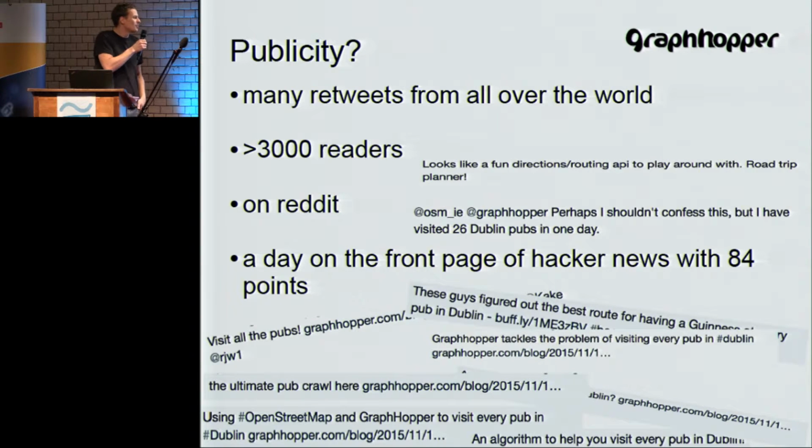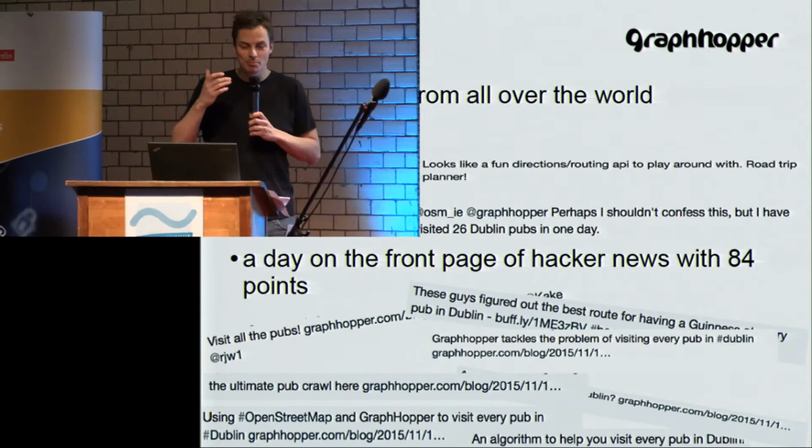GraphHopper tackles the problem of visiting every pub. The ultimate pub crawl. These guys figured out the best route for having a Guinness in each of Dublin's pubs, and so on. And we were thinking about the reasons for these different successes. And one reason might be that the traveling salesman problem is slightly more interesting than the least cost path problem. And another reason might be the timing of the blog. But I personally think that the most important reason was the beer.